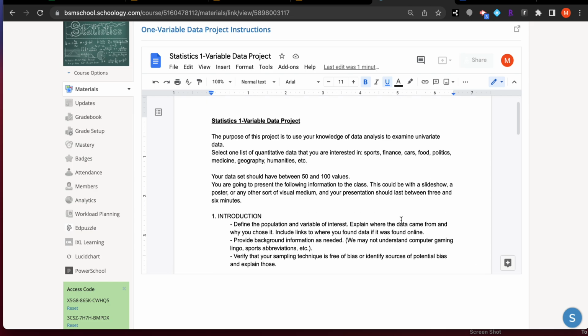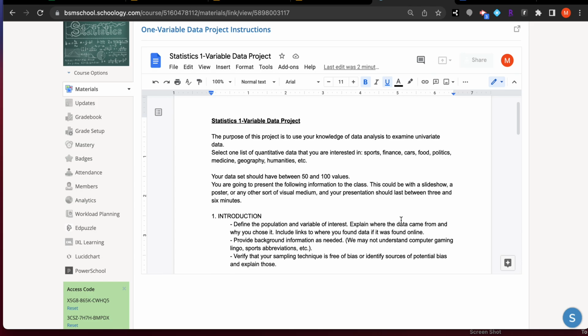So for this project, you're going to use data analysis to look at single variable data. This is very similar to what we did on our one homework assignment, where I looked at the average high temperature in Minneapolis over a 20-day window. Some of you did other things, but we're going to take that and then expand it. So you can choose that same data, or you could pick something completely new.